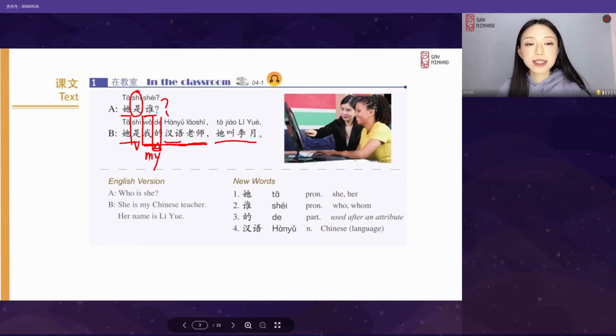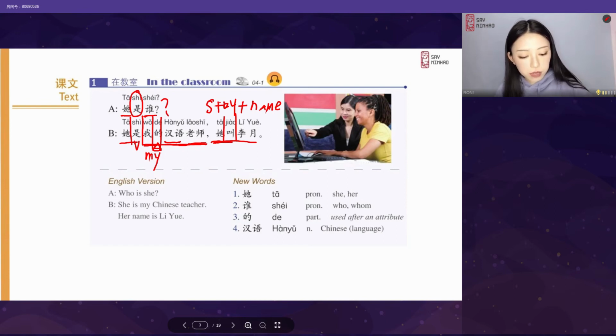And 她叫李月. This structure is what we learned in lesson 3 too. 她叫李月, which means her name is Li Yue. Jiao means call or to be called. To call or to be called. And this structure, somebody plus jiao plus a name, means someone's name is something. Okay, 她叫李月.